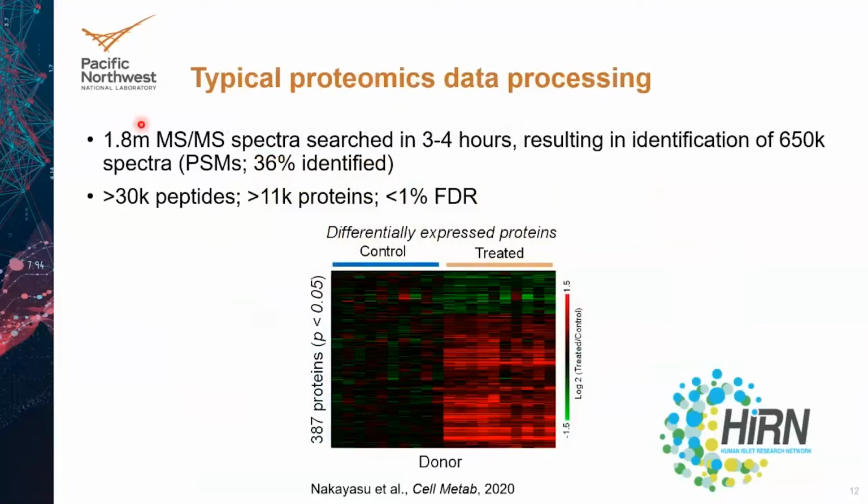we generated almost 2 million tandem mass spectra. We searched all of that data in 3 to 4 hours, and this will depend on your computational capabilities and the number of servers and things that you have available to you for housing proteomics processing software. We identified 650,000 spectra. It's about 36% of the data, a little bit better than metabolomics, but still not the majority of data being identified. But importantly, we identified 30,000 peptides that map to 11,000 proteins at less than 1% false discovery rate.